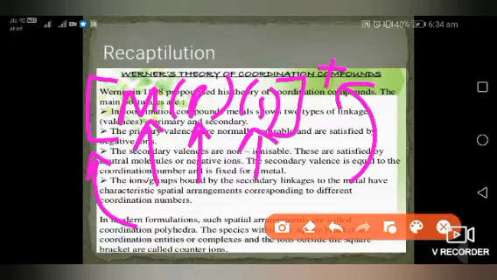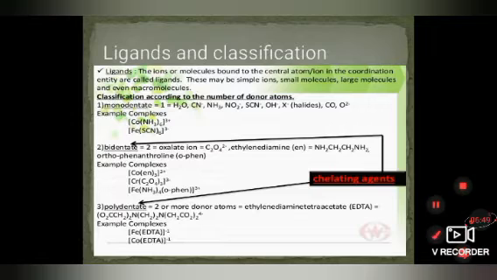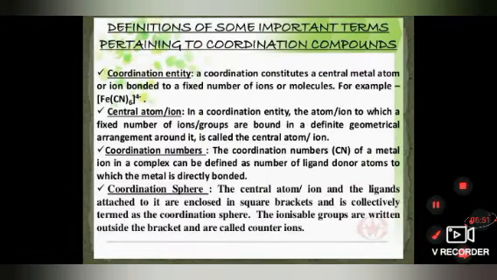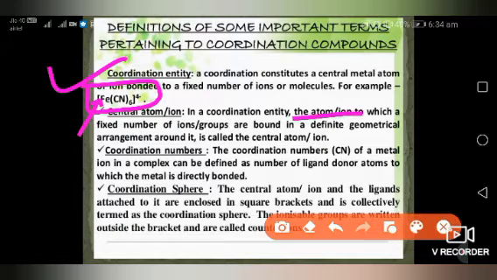So these are the basic terms that we are using, and after this some of the definitions that we have done, this is also what we did in the recapitulation. First is coordination entity. The coordination entity consists of a central atom or ion bound to a fixed number of ions and molecules. For example, this is called a coordination entity, in which F is suppose the central atom or ion. In the coordination entity, the atom or ion to which a fixed number of ions and groups are bound in a definite geometric arrangement is called the central atom or ion.